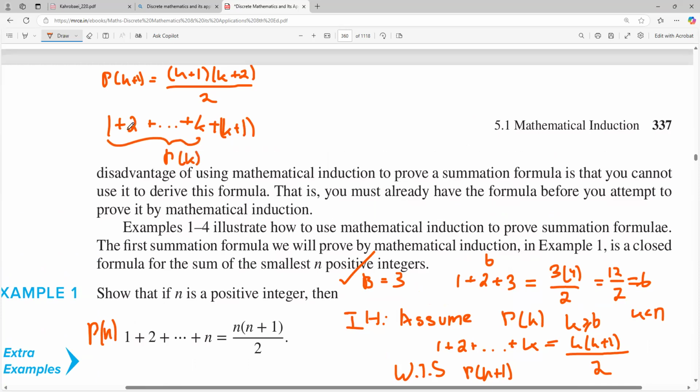Right, so let's use that. We know that this part is P of K, so by our inductive hypothesis, this is equal to K times K plus 1 over 2. I can't draw a straight line for my life. Over 2 plus K plus 1.